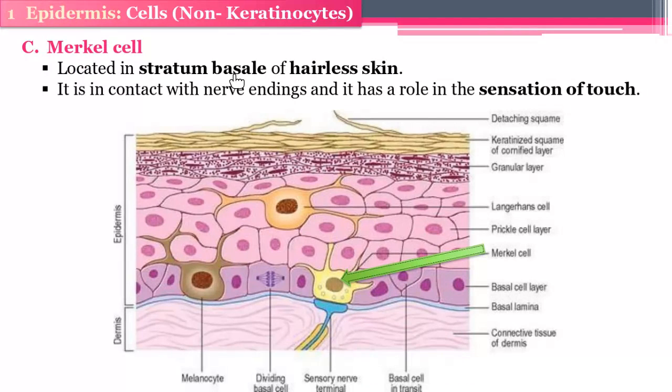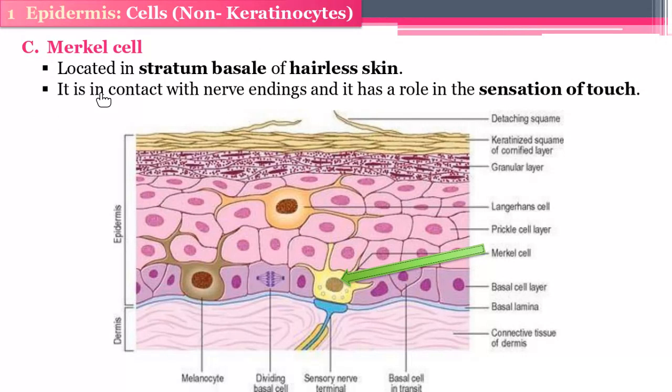They are located in the stratum basale of the hairless skin. See here where I have put the green pointer, that is the Merkel cell, and characteristically they are present in the hairless skin. So where do I get the hairless skin in the body? Either on the palm of the hand or on the soles of the foot. These are the two sites where we do not have hair, and these are the sites where Merkel cells are present.